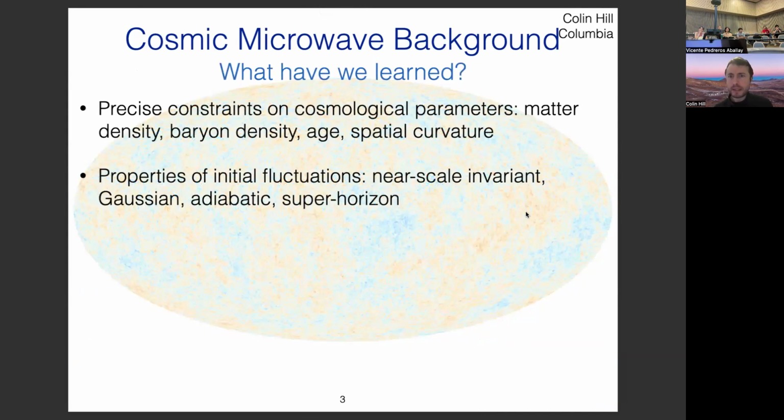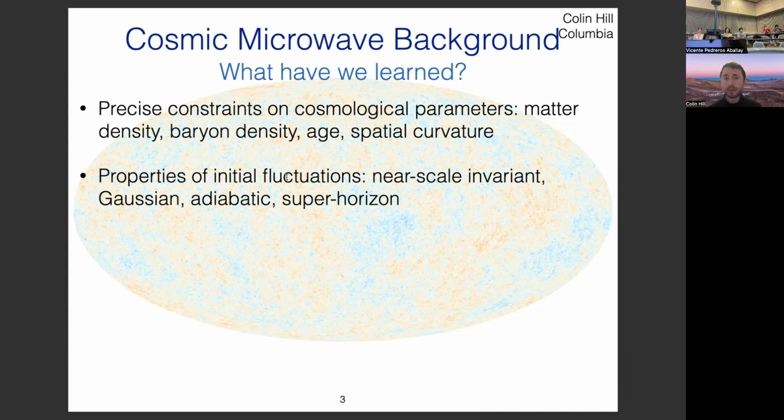So what does that model tell us? What have we learned from these data? We've obtained very precise constraints on important things like the amount of matter in the universe, the amount of baryonic matter, normal atomic matter like we're made out of, the age of the universe, and also its spatial curvature, which we know is now close to flat.